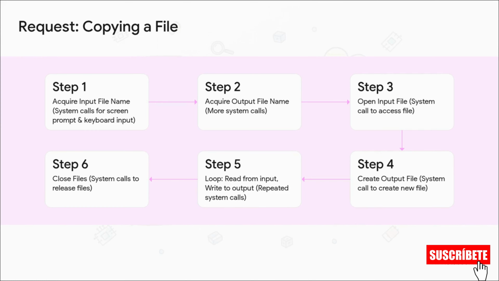Let's make this totally concrete. Think about something as simple as copying a file. To you, it's a simple drag and drop, but underneath, it's a storm of system calls. The program makes a system call to display a prompt for the input file name, then a system call to read what you type on the keyboard, then more system calls for the output file name, then a system call to open the first file, another to create the second file. Then it starts a loop, system call to read a chunk of data, system call to write that chunk, again and again, and finally, system calls to close both files. One simple action from you triggers a whole cascade of these fundamental requests.